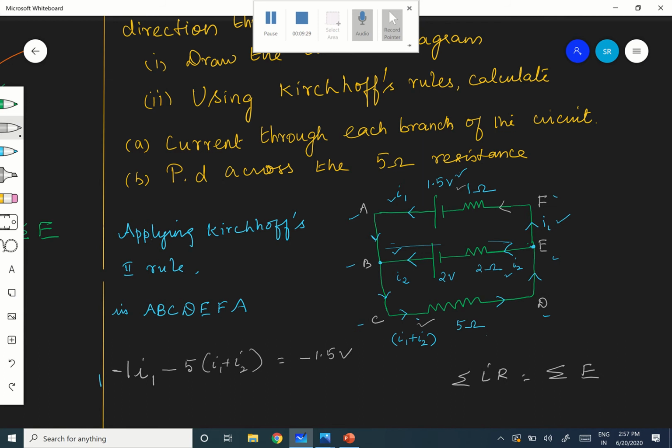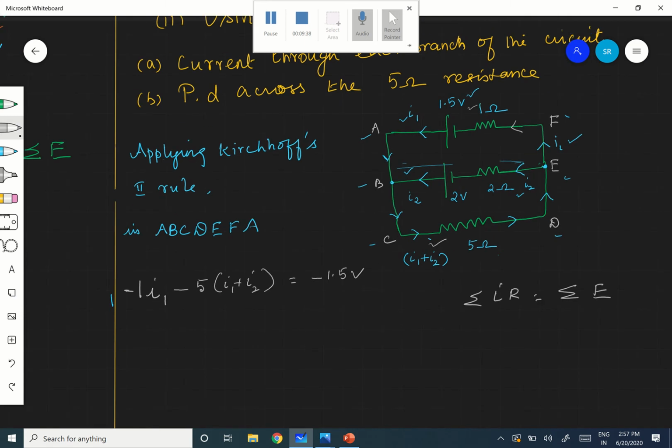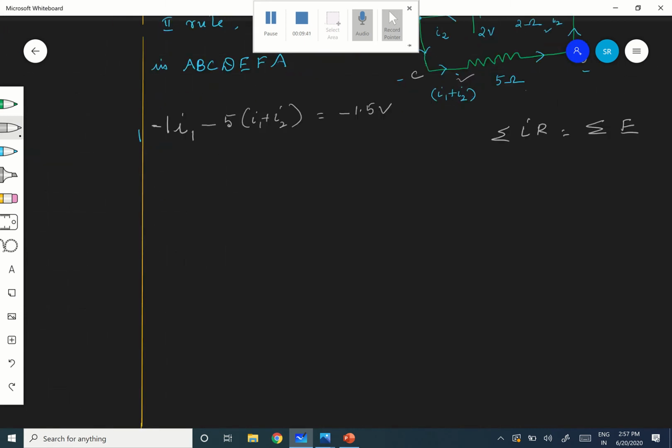Therefore, you will get minus I1, minus 5I1, minus 5I2, equal to minus 1.5 volt. Making everything positive, it is 6I1 plus 5I2 equal to plus 1.5 volt. Therefore, your first equation is ready.